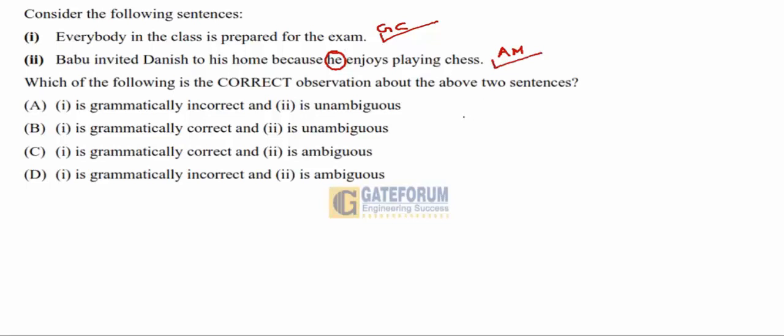It is not unambiguous. So the correct option would be sentence number 1 is grammatically correct and sentence number 2 is ambiguous, which is present in C. So C is our correct option.